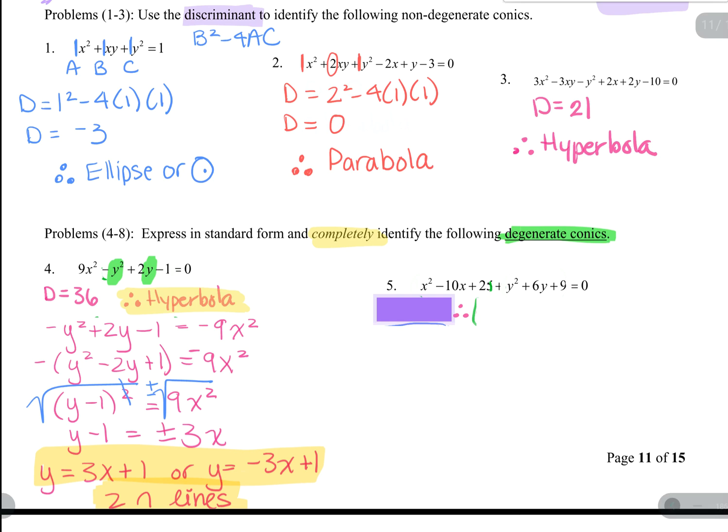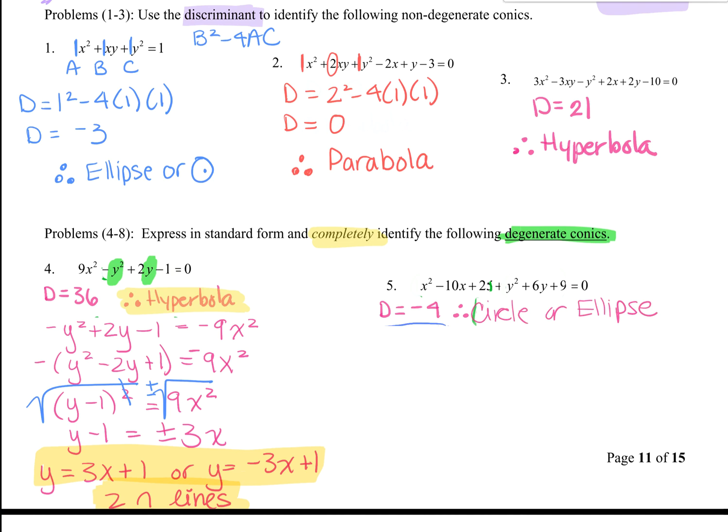So we calculated that our discriminant is -4. Since my discriminant is -4, then I know that my equation is going to be either a circle or an ellipse. So I'm not sure which one right now, but I'm going to continue on and then I'm going to determine in the end which one I have.